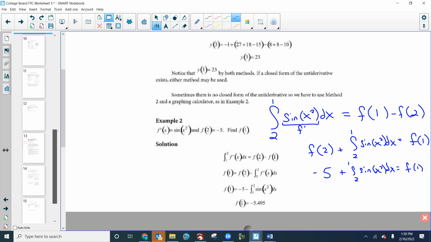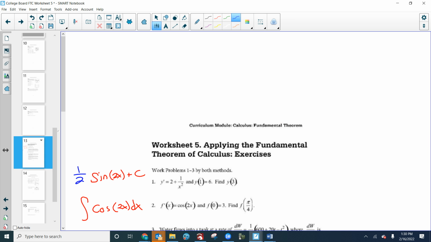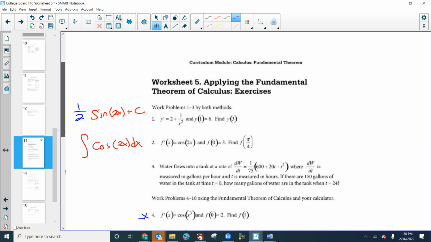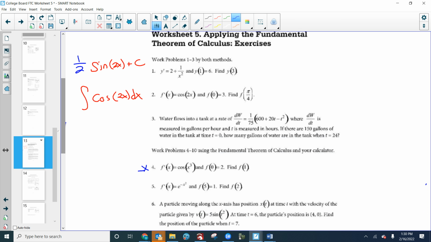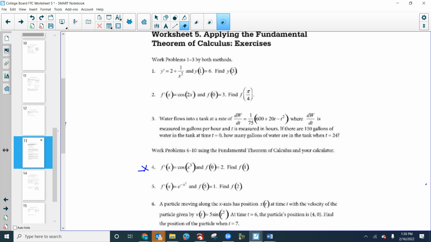This is linked on Canvas. Your assignment is to do 1 through 4, just 1 through 4. And you'll notice numbers 1, 2, and 3, it says by both methods. Number 4, you're just using your calculator, just the way we just did it. Just use your calculator once you get to that after the setup. I want to see the setup and then use the calculator to solve it.